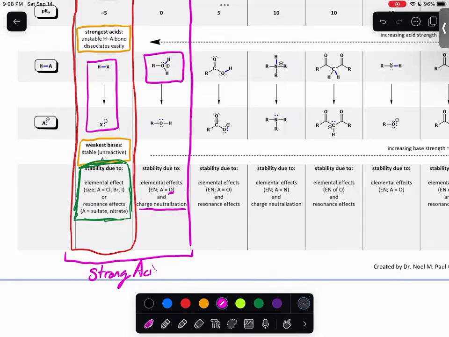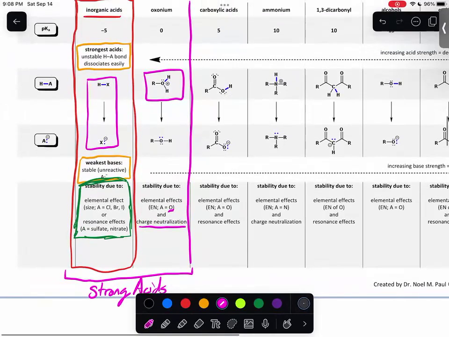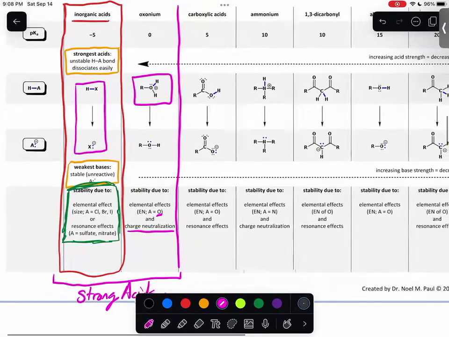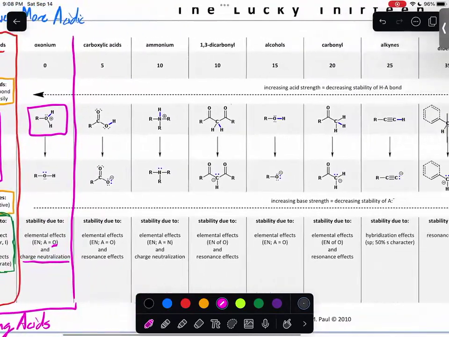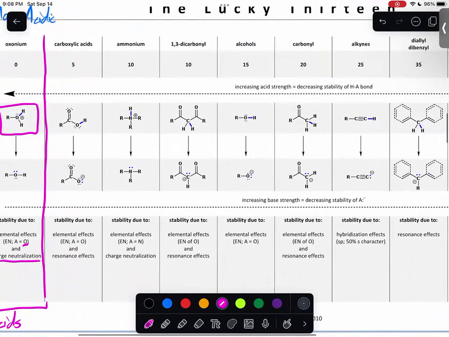right? Whenever we described before, all of our inorganic acids like HCl, HBr, HI, H2SO4, right? All of those fit into that range of about -5. Then H3O plus is right around 0. Everything above those values is where we start to get to the middle range of acidity, right? So these are the things I would start saying you should probably think about whenever you're looking at acidic protons.